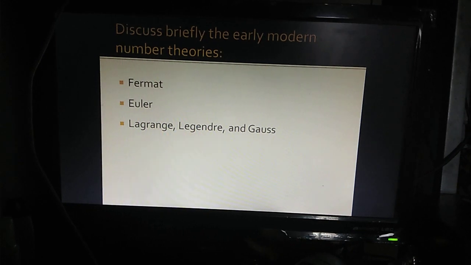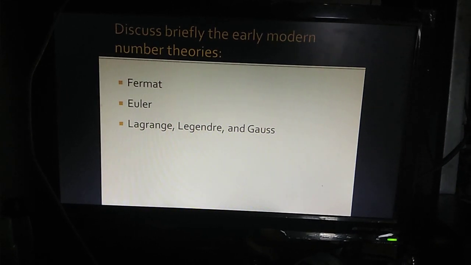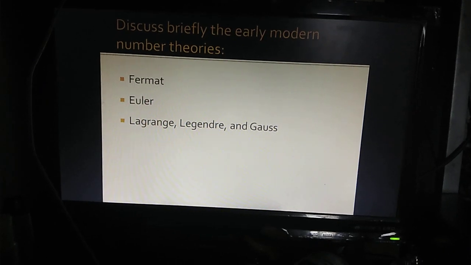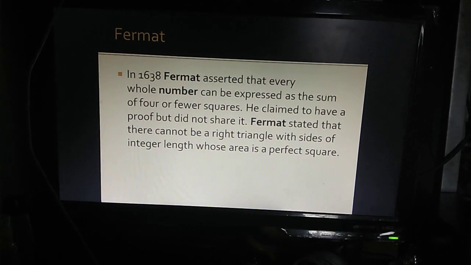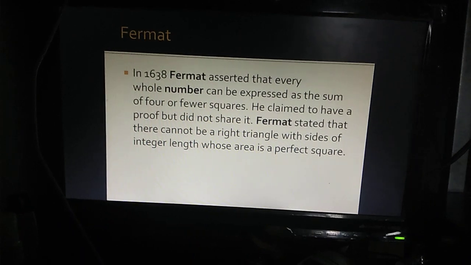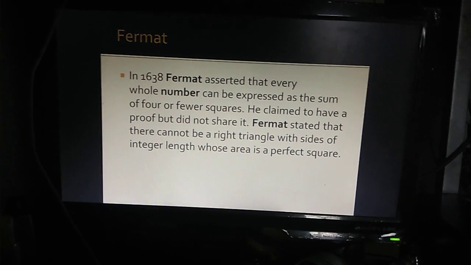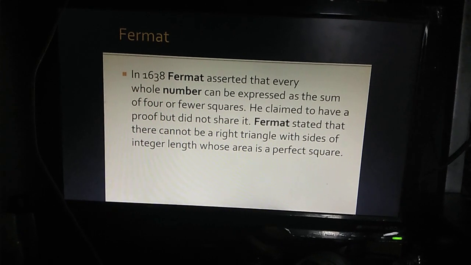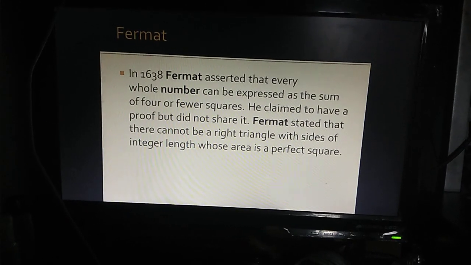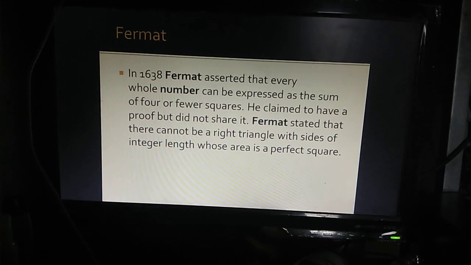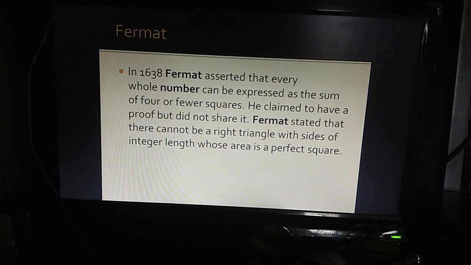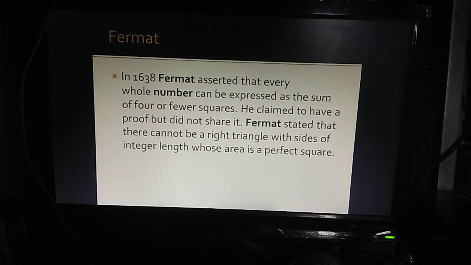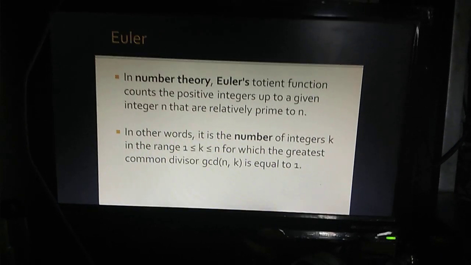Discuss briefly the early modern number theorists: Fermat, Euler, Lagrange, Legendre, and Gauss. In 1638, Fermat asserted that every whole number can be expressed as the sum of 4 or fewer squares. He claimed to have a proof but did not share it. Fermat stated that there cannot be a right triangle with sides of integer length whose area is a perfect square.